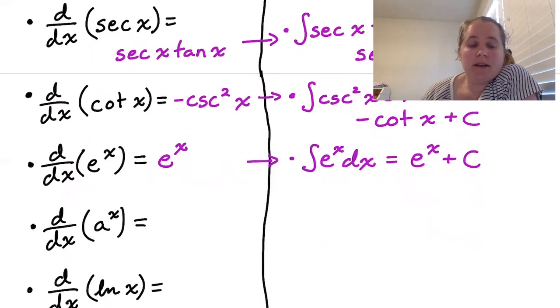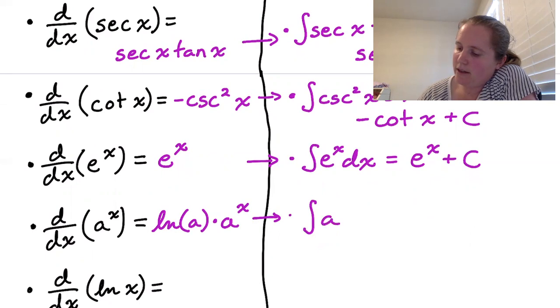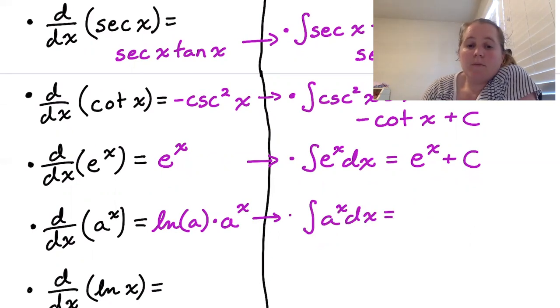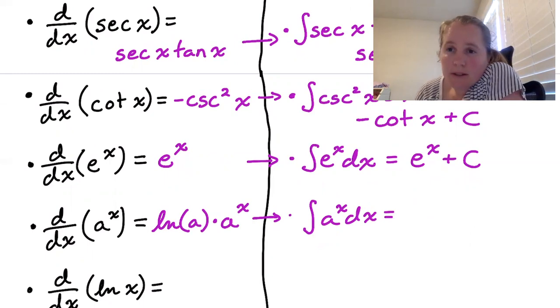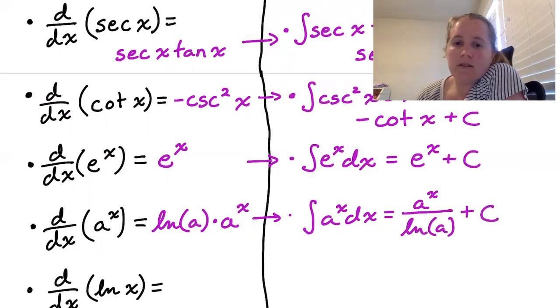Next up, we have the derivative of a to the x is equal to the natural log of a times a to the x. So if we wish to take the integral of a to the x dx, essentially we're going to do the opposite of multiplying by natural log. We should divide by natural log. So we'd have a to the x divided by the natural log of a, and then plus c.